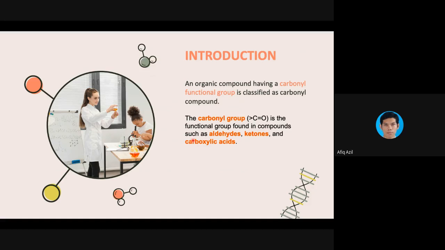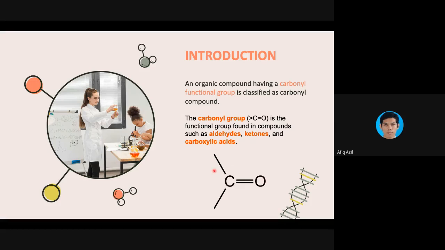Some examples are aldehydes and ketones and also carboxylic acid. But carboxylic acid contains a carbonyl group, C double bond O, and also OH, a hydroxy group. So it is like a combination of alcohol and a carbonyl functional group. But carboxylic acid is a whole individual topic, which is in topic 9. So for this particular Unit 8, we will be focusing on aldehydes and ketones only.